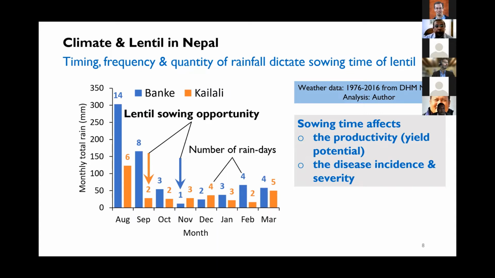It should be noted that sowing time, as Dr. Nepani pointed out, affects the productivity, that is yield potential, and the incidence and severity of the killer lentil diseases, as Dr. Darai pointed out.